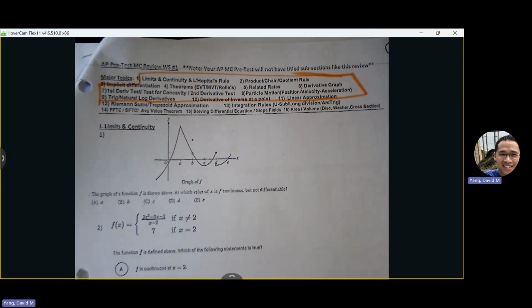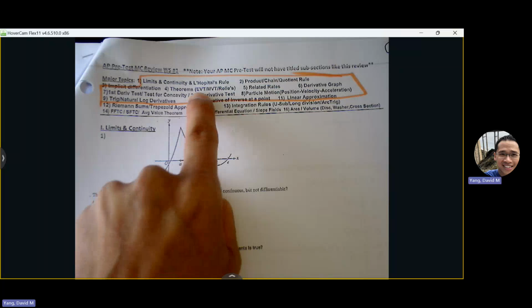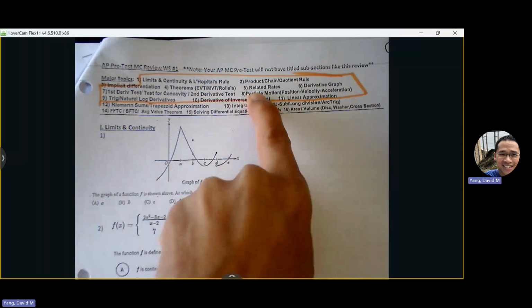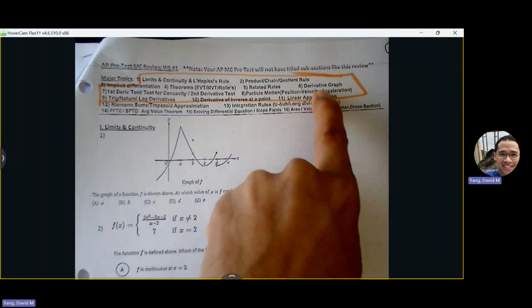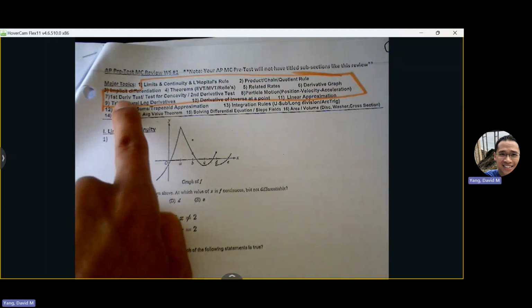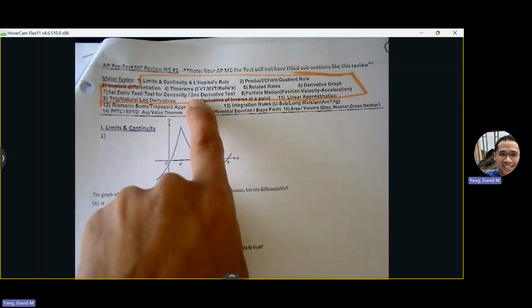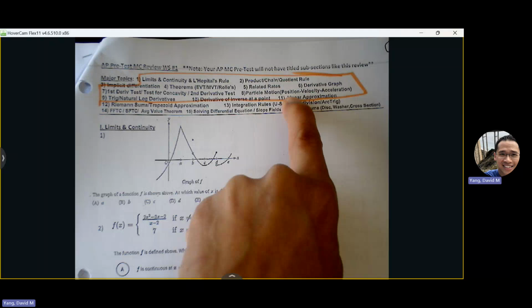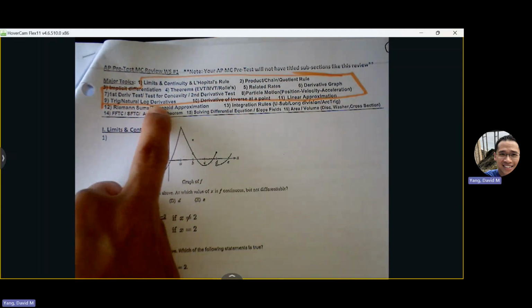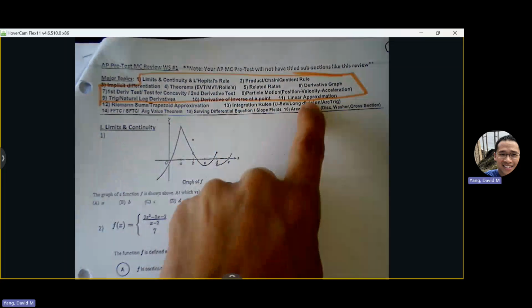Limits and continuity, L'Hopital's rule, product rule, chain rule, quotient rule, implicit differentiation, theorems such as EVT and mean value theorem, related rates, being able to interpret a derivative graph, using first derivative test for concavity, second derivative test to find relative max, relative min, points of inflection, concave up, concave down intervals, particle motion, position, velocity, acceleration, trig, natural log derivatives, derivative of inverse at a point, and then linear approximation.